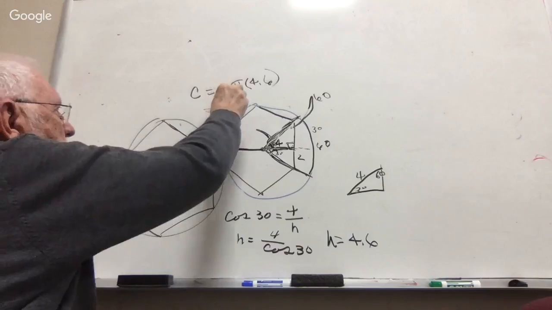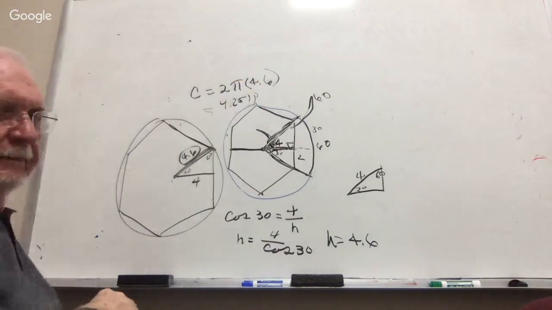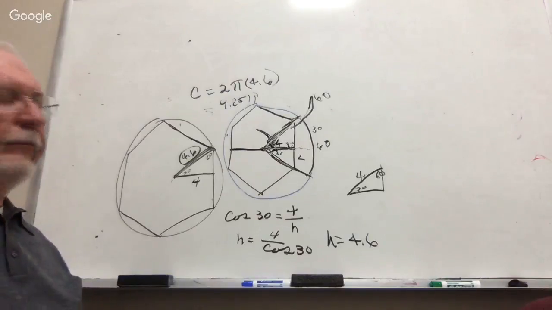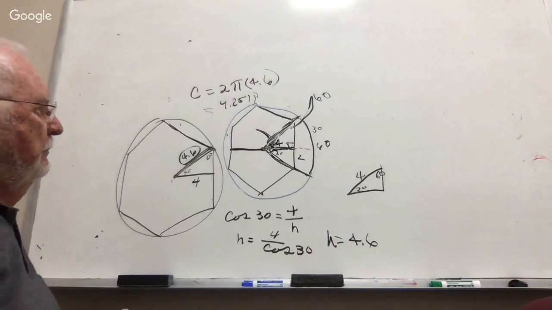When you just do 2 times the 4.6 times pi. So they wanted it in non-pi? Yeah, we just leave it in pi. It was 9.2 pi. So 9.2 times pi. Okay. That works.